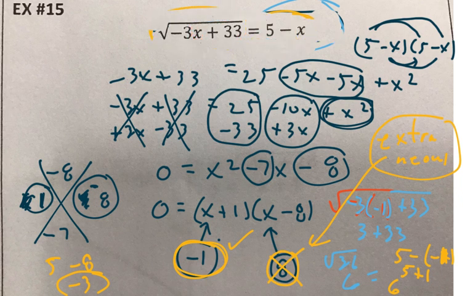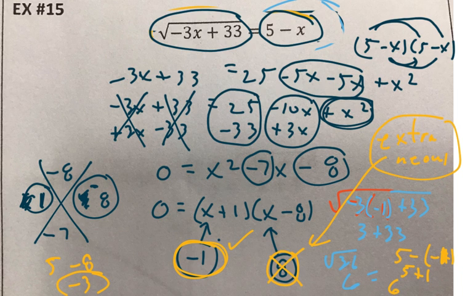Let me clean this up. See, this is a square root right here, right? And over here, how can it be a negative number? It can't. A square root will always give you a positive number. So that's why 8 is extraneous, but negative 1, when I plugged it in here, gave me a 6, a positive number, so we know it worked. So negative 1 is my only solution.